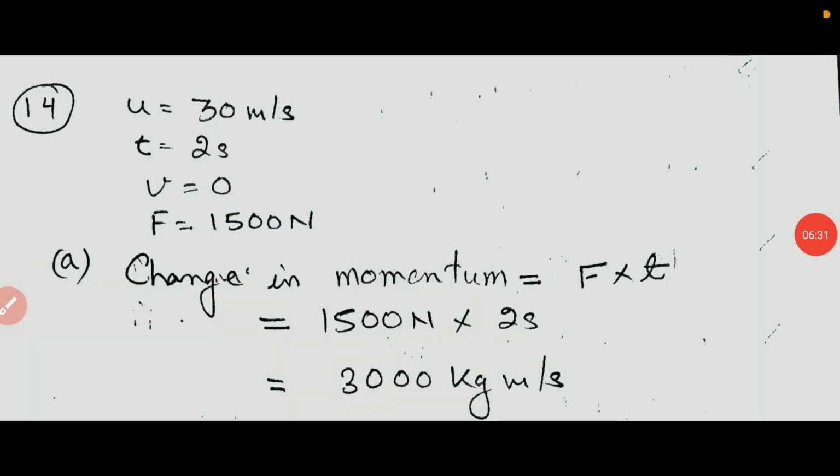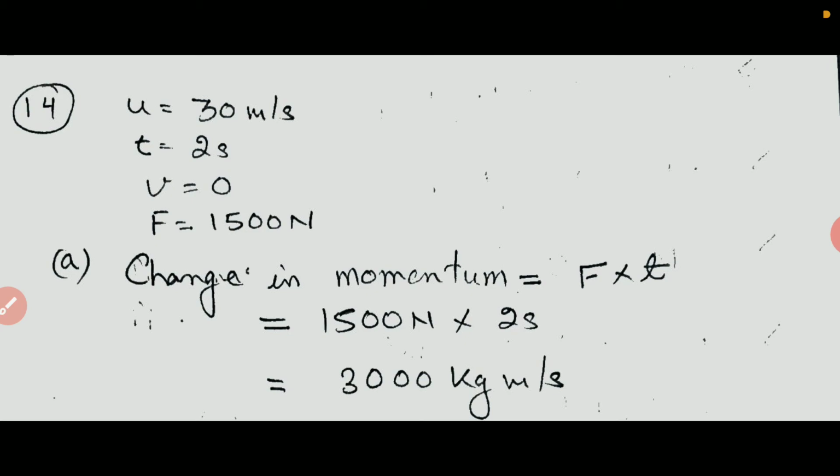Okay, we have come to the solution of number 14. Initial velocity given to us is 30 meter per second. Time is 2 seconds. Final velocity is 0 because the car comes to rest, and the force applied was 1500 Newton. We are supposed to find the change in momentum.